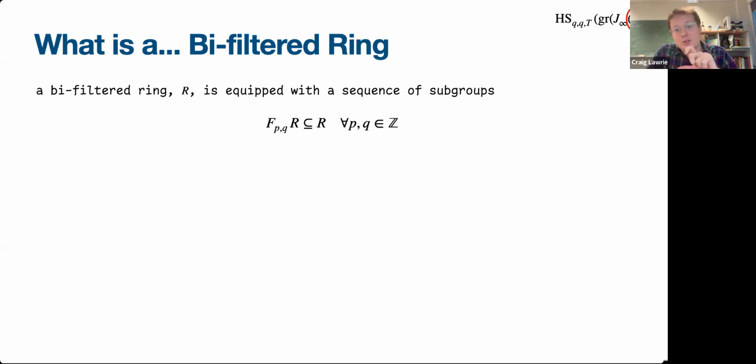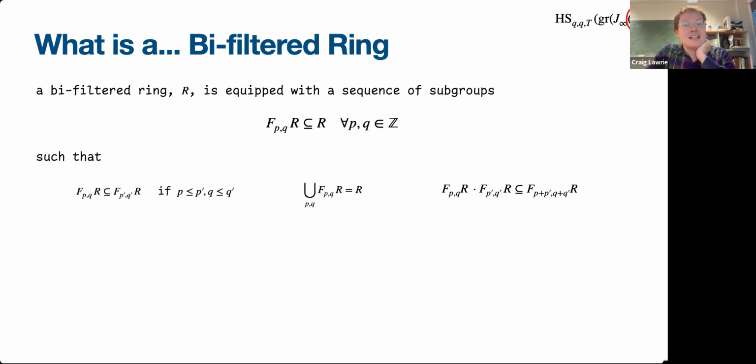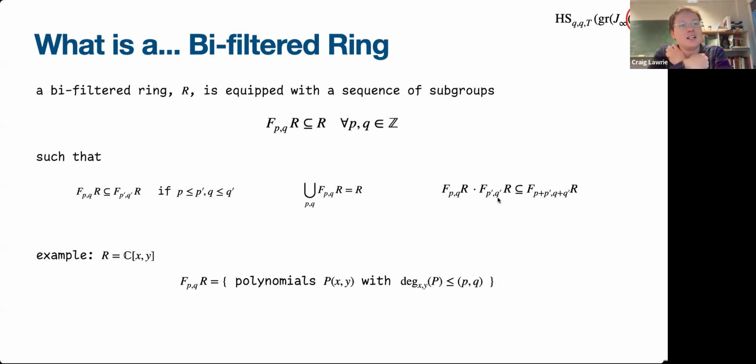Essentially you have a sequence of subgroups. In this case, it's a bifiltration, so I have two indices and they satisfy certain relations. Those relations are roughly that if I have an element of degree p and an element of degree p prime, and I multiply them, I get an element inside the filtration p plus p prime, and so on. So they're fairly tame things.